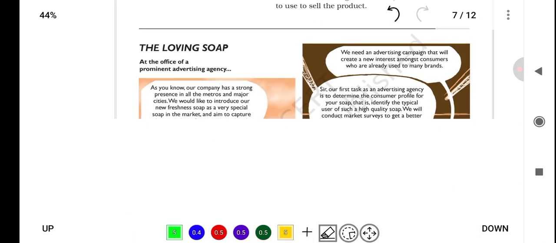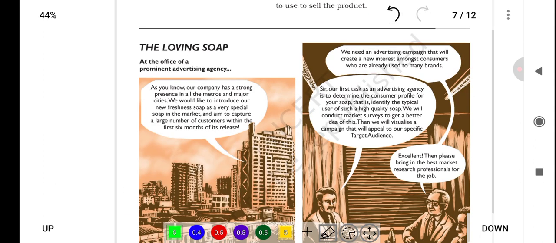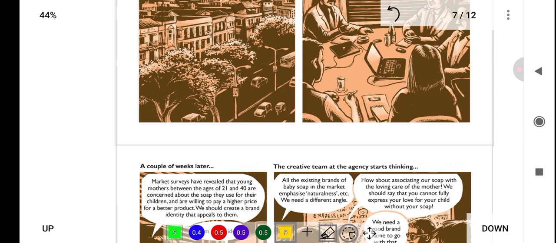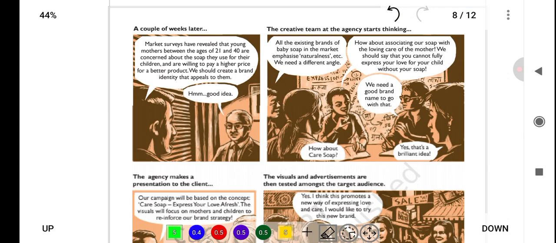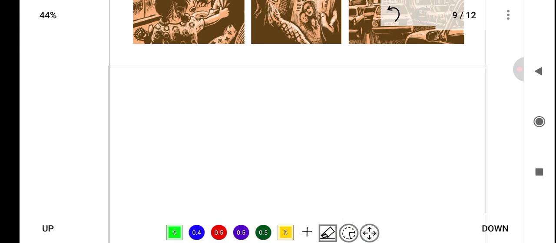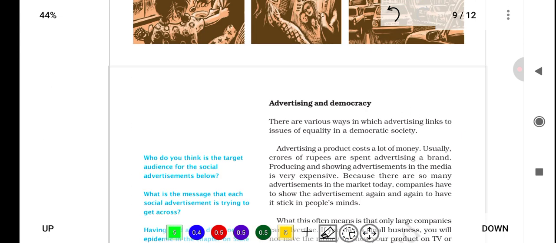Here, in a comic format, it has been given with pictures and dialogues how advertising is done. Basically, if you want, you can pause it. If I read, it will take some time. It is there in the NCERT book also. This is about how a soap got advertised. Okay, so advertising and democracy.